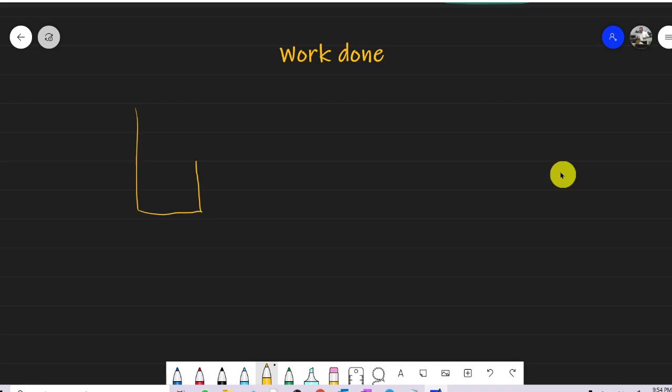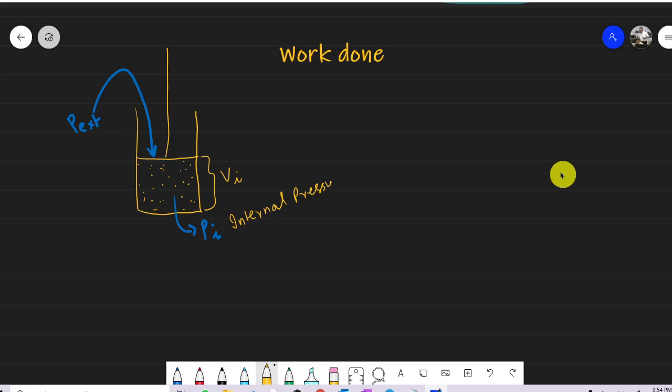Let us take the system that I explained in the previous video: a cylinder fitted with a frictionless piston containing a gas at a particular volume. Say the volume of the gas is represented by Vi. The external pressure acting on the piston from outside is P external, which is the atmospheric pressure, and the pressure of the gas inside the cylinder is called the internal pressure, Pi.